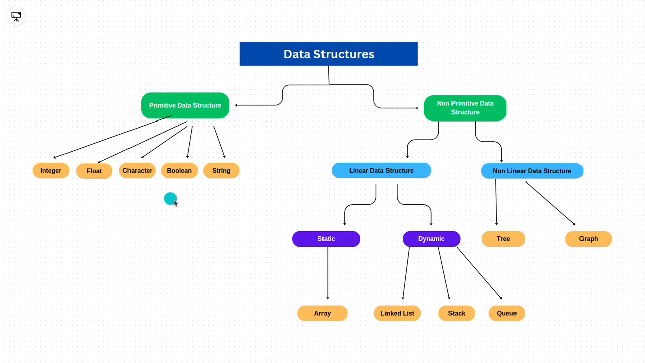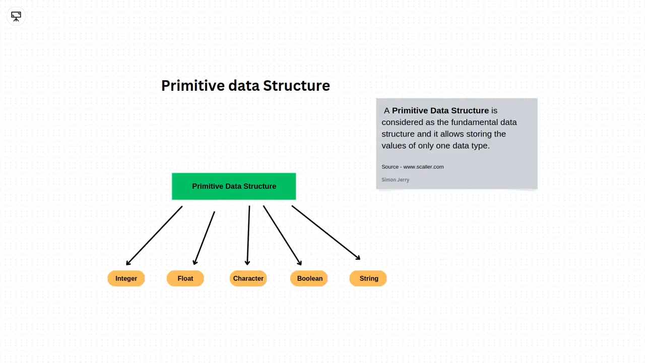I made some changes to the program. I realized it is important we cover the implementation of this data structure before moving to big O notation. So today we'll be talking about the primitive data structure. What is the primitive data structure? A primitive data structure is considered the fundamental data structure, and it allows storing the values of only one data type. So in simple terms, a primitive data structure stores only one data type.